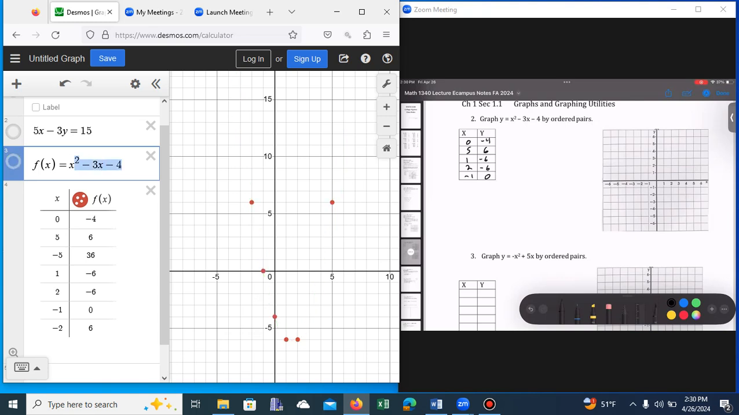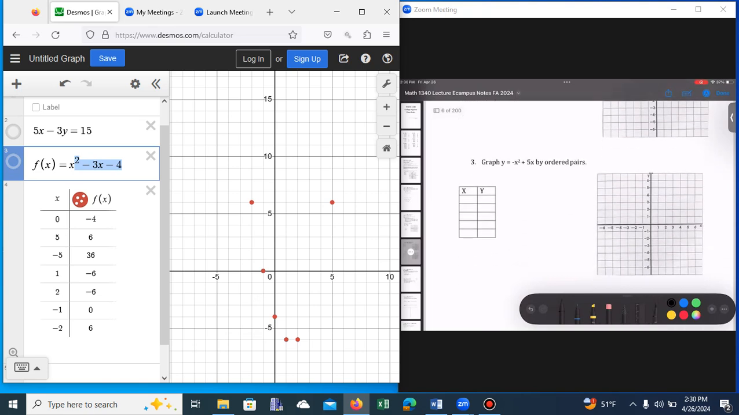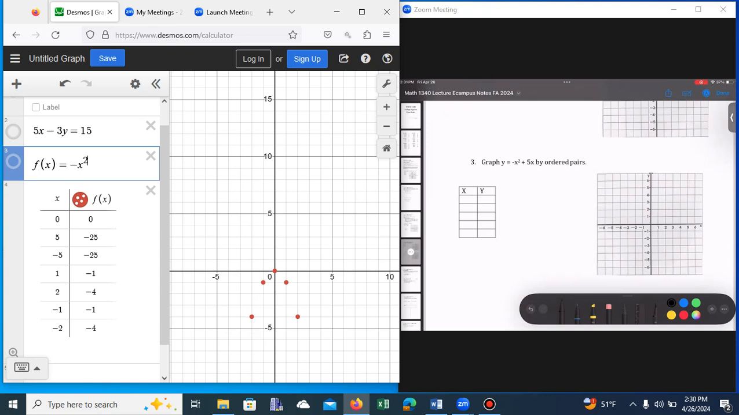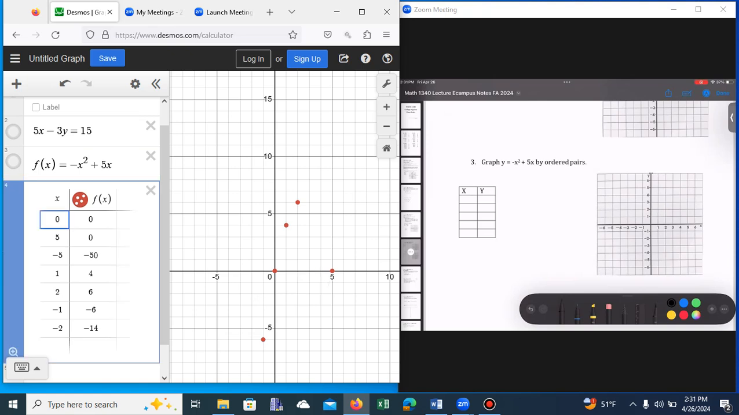Right, so now let's do the next one. Negative x squared plus 5x. And we see 0, 0. What is that point? Alright, that makes sense actually. Alright, so 0, 0 is a point.